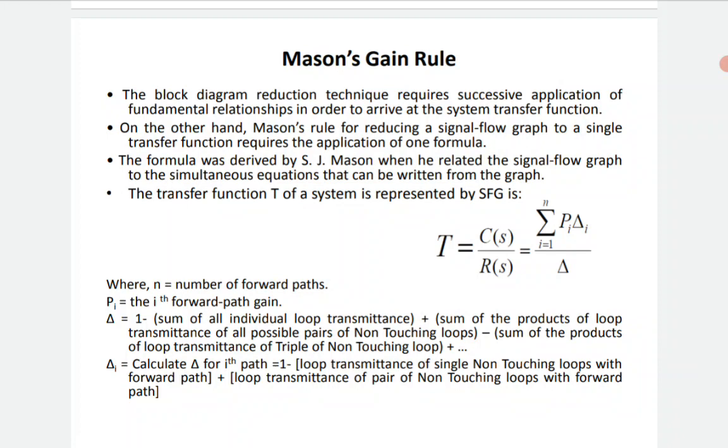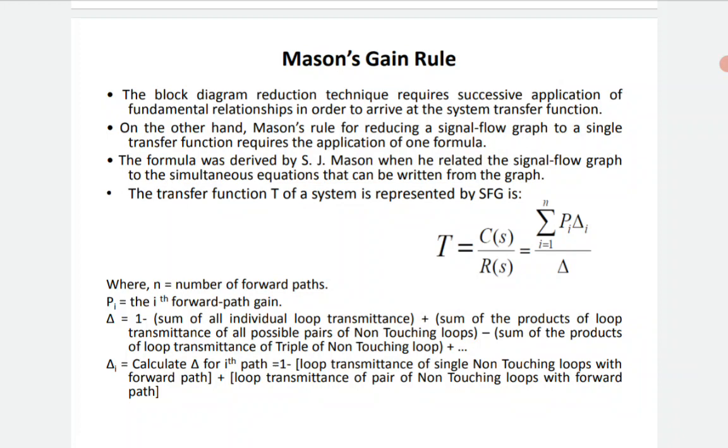The block diagram reduction technique requires successive application of fundamental relationships in order to arrive at the system transfer function. On the other hand, Mason's rule for reducing a signal flow graph to a single transfer function requires the application of one formula. The formula was derived by S.J. Mason when he related the SFG to the simultaneous equations that can be written from the graph.